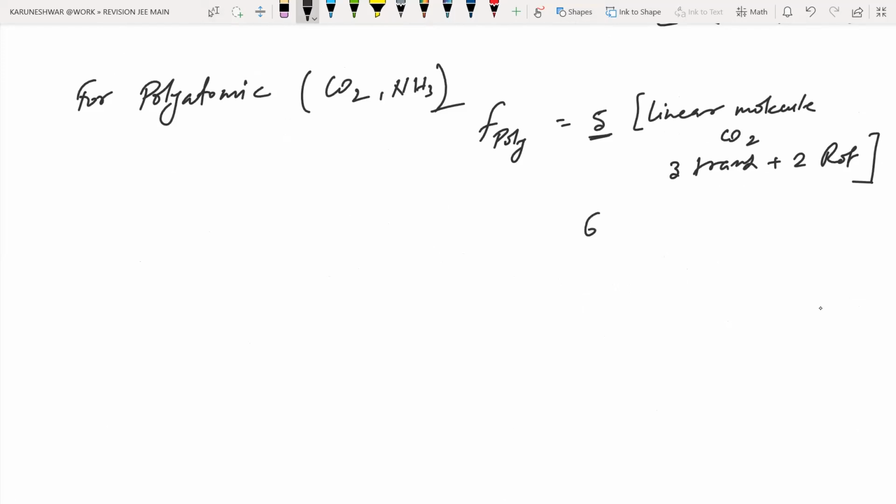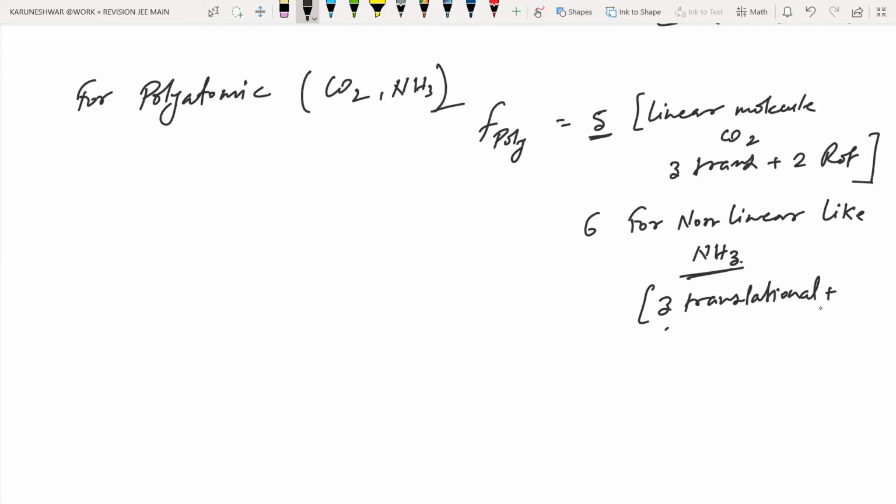And it will be 6 for non-linear. What kind of non-linear structure are we having? Like if you go for NH3, this is a non-linear molecule. So in this case, we have 3 translational degrees of freedom plus 3 rotational degrees of freedom. So we are having both rotational and translational at maximum value in all directions, all dimensions, XYZ. So it will be 6 only.